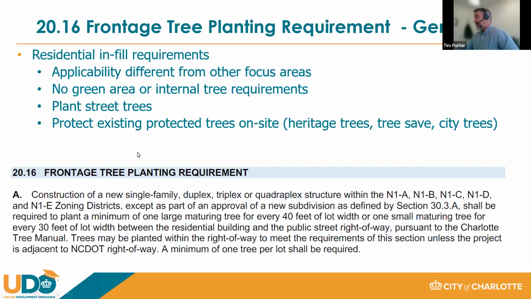And here it is in this snip from the UDO. This section is called the frontage tree planting requirement. So construction of a new single-family, duplex, triplex, or quadruplex structure within those designated areas requires street tree planting, or perimeter tree planting, as it's commonly known. That's a new step.